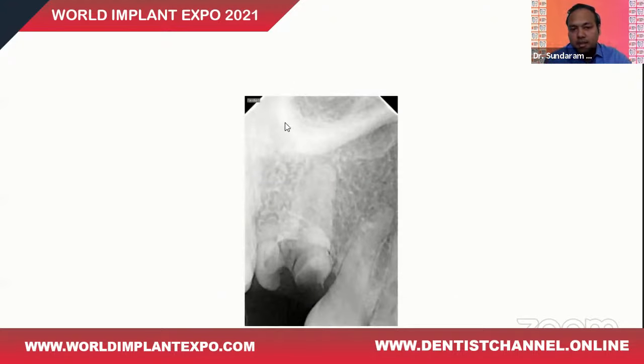So what could this structure be? This is the zygomatic process of the maxilla that you see as a very strong radio-opaque structure. This again disrupts the view of the available bone in the region of interest.